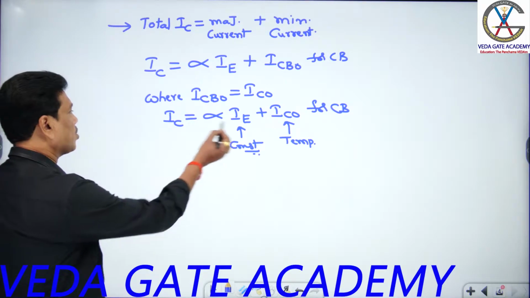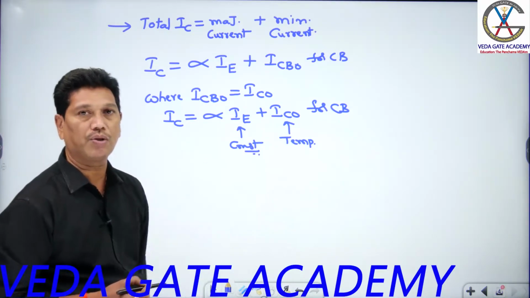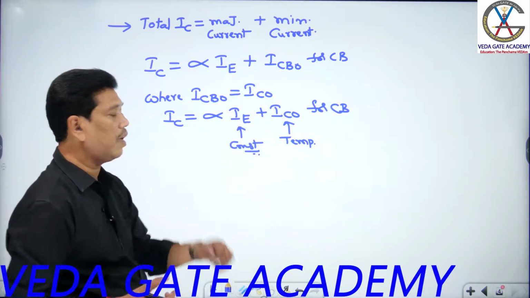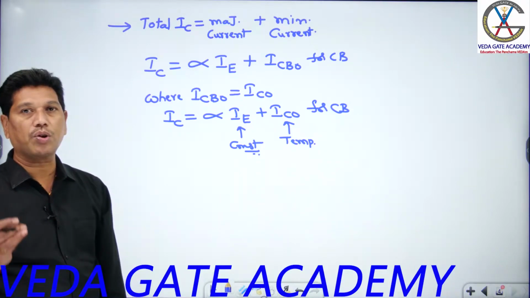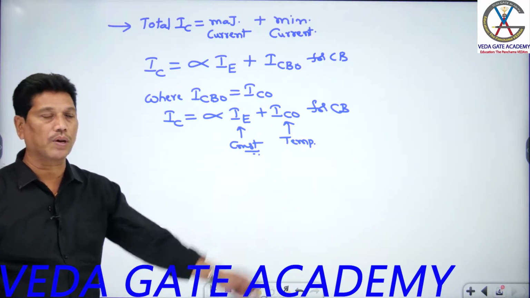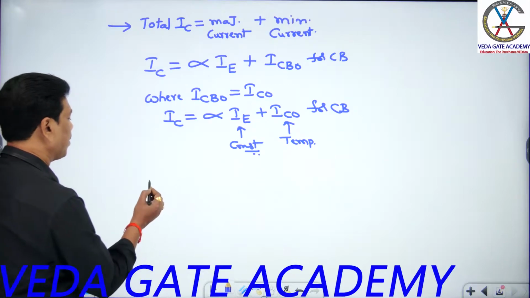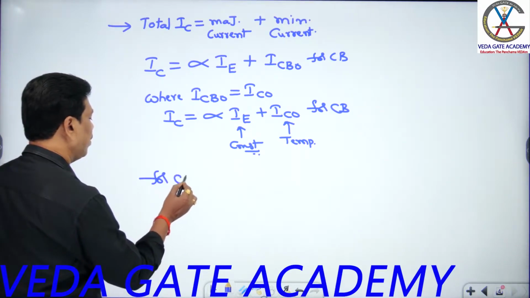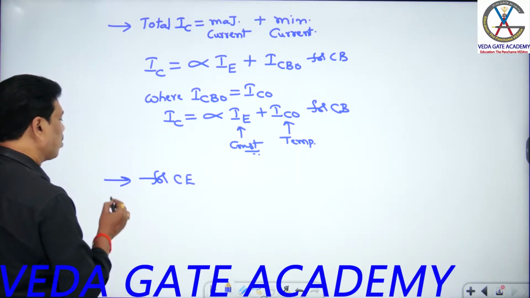So this is the current relation in a BJT for common base configuration, including both majority and minority current. In the common base circuit, the minority current effect is less, students. Okay. Now I can go for common emitter.